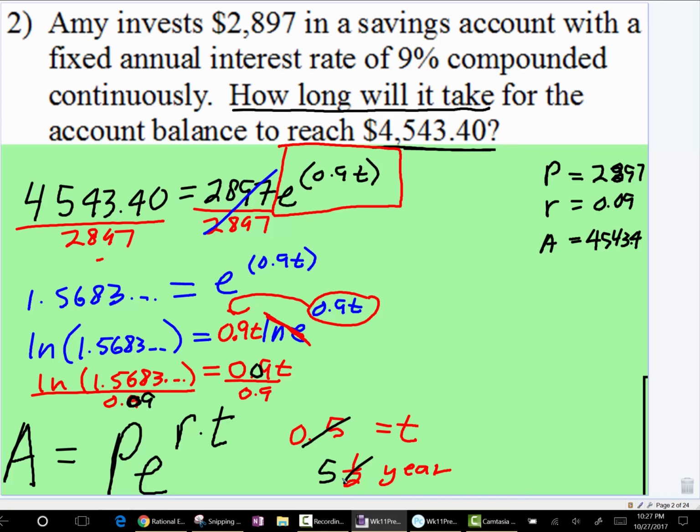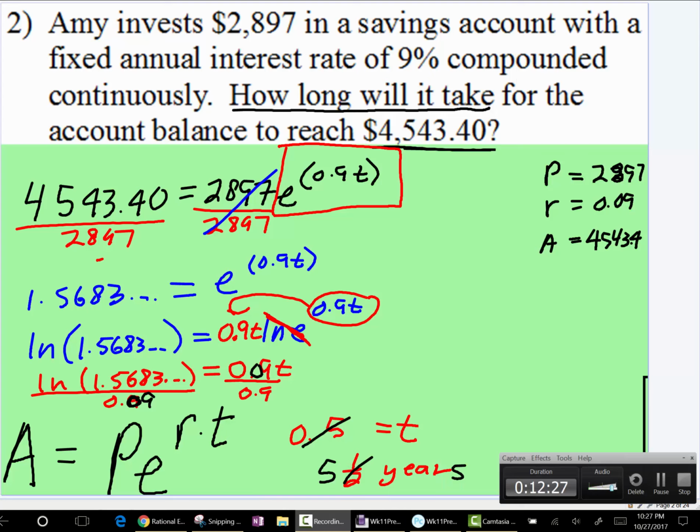So the natural log of that, 1.5683, divided by 0.09. Yeah, that's about 5 years. All right, so that's it. I'm glad I ended up catching that, even though I initially made that mistake. But there you go.